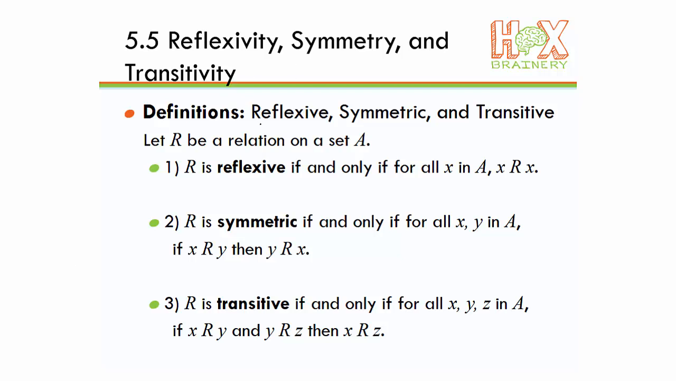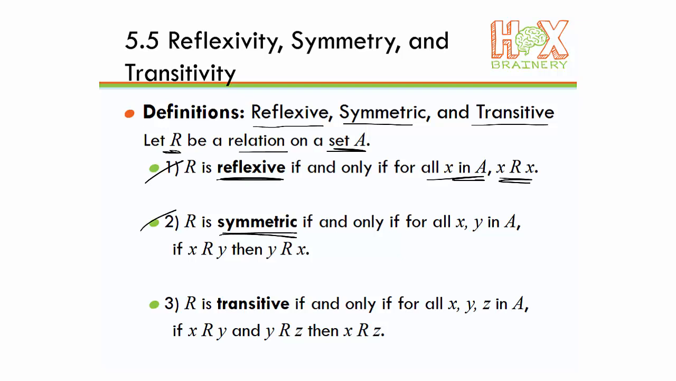So our definitions here are going to be for reflexive, symmetric, and transitive. We're going to let R be a relation on a set A. In the previous video, we had a definition with a relation that was defined on a set A, and we talked about how instead of doing arrow diagrams, you end up doing a directed graph. So R is reflexive if and only if for all x in set A, x is related to x.